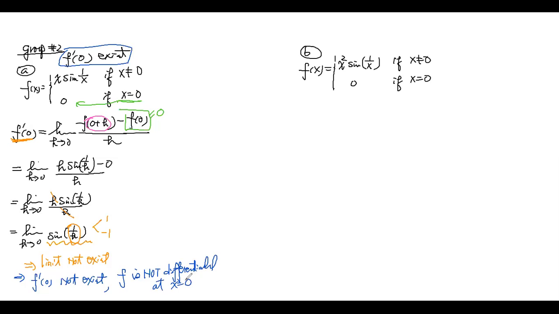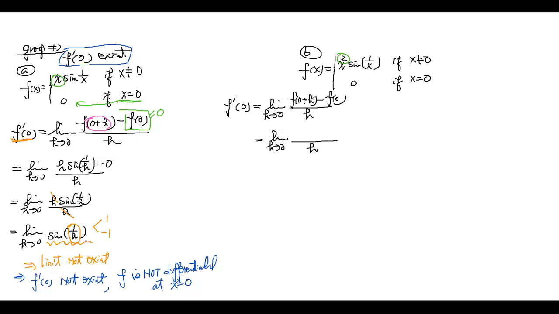Okay, so now let's take a look. The second one is here. The second one is very, very similar. The only difference is here, I have x squared instead of just x. All right, so let's take a look. I want to find f prime 0. The same way, f prime 0 is equal to the limit as h approaches 0.